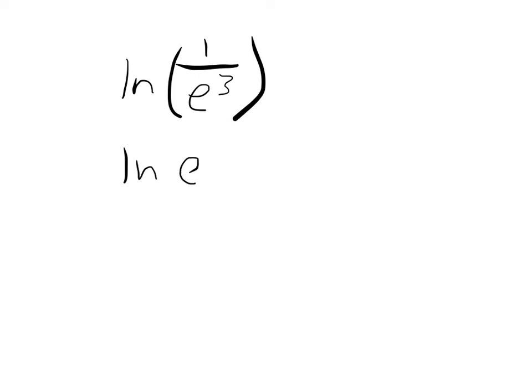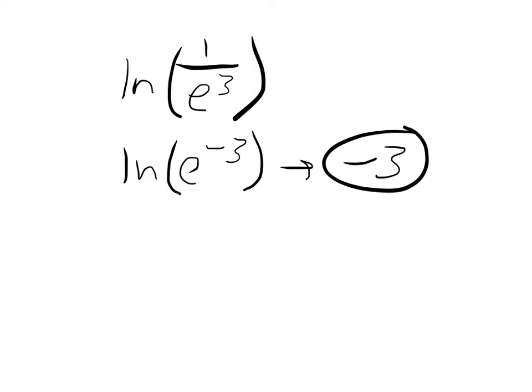So how about we have something like natural log of 1 over e cubed. Again, remember that natural log implies that you have a base of e. That's what that notation means. So I can rewrite this as natural log of e to the negative 3, and my answer is negative 3. Again, in the original problem, I could have viewed it as e raised to some power equals 1 over e cubed. By inspection, that's negative 3.